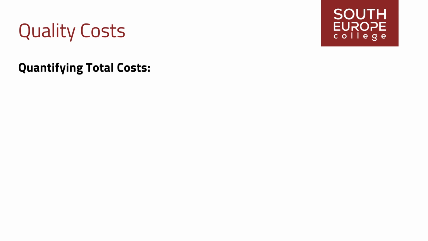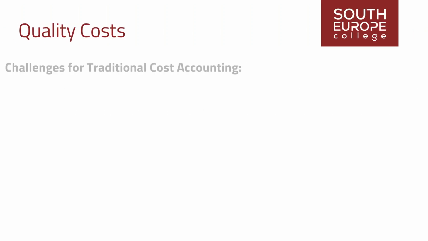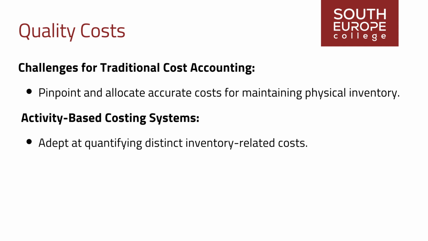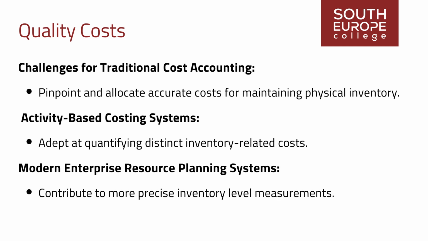Quantifying total costs for ordering and carrying physical inventory is often challenging due to historical neglect and a lack of systems for cost identification. Traditional cost accounting systems struggle to pinpoint and allocate accurate costs for maintaining physical inventory. Nevertheless, activity-based costing accounting systems are increasingly adept at quantifying distinct inventory-related costs. Modern enterprise resource planning systems contribute to more precise inventory-level measurements, replacing estimates with accurate data.